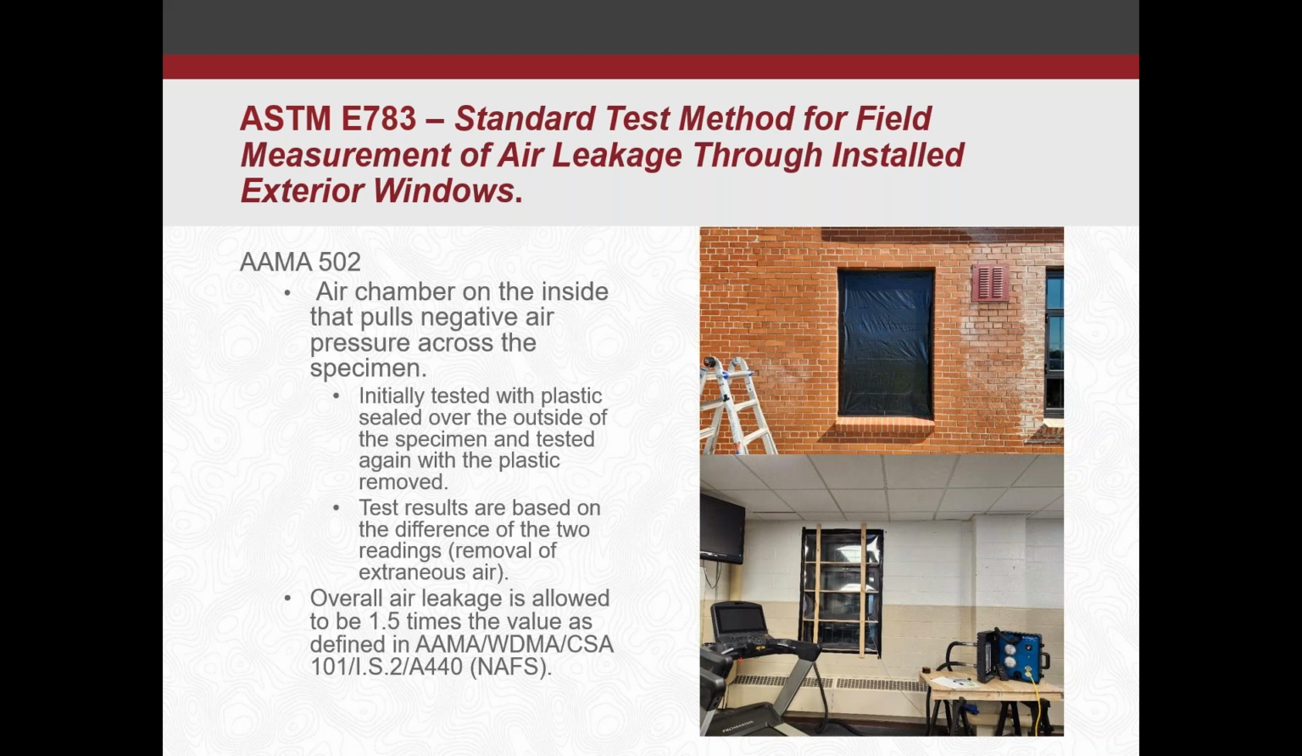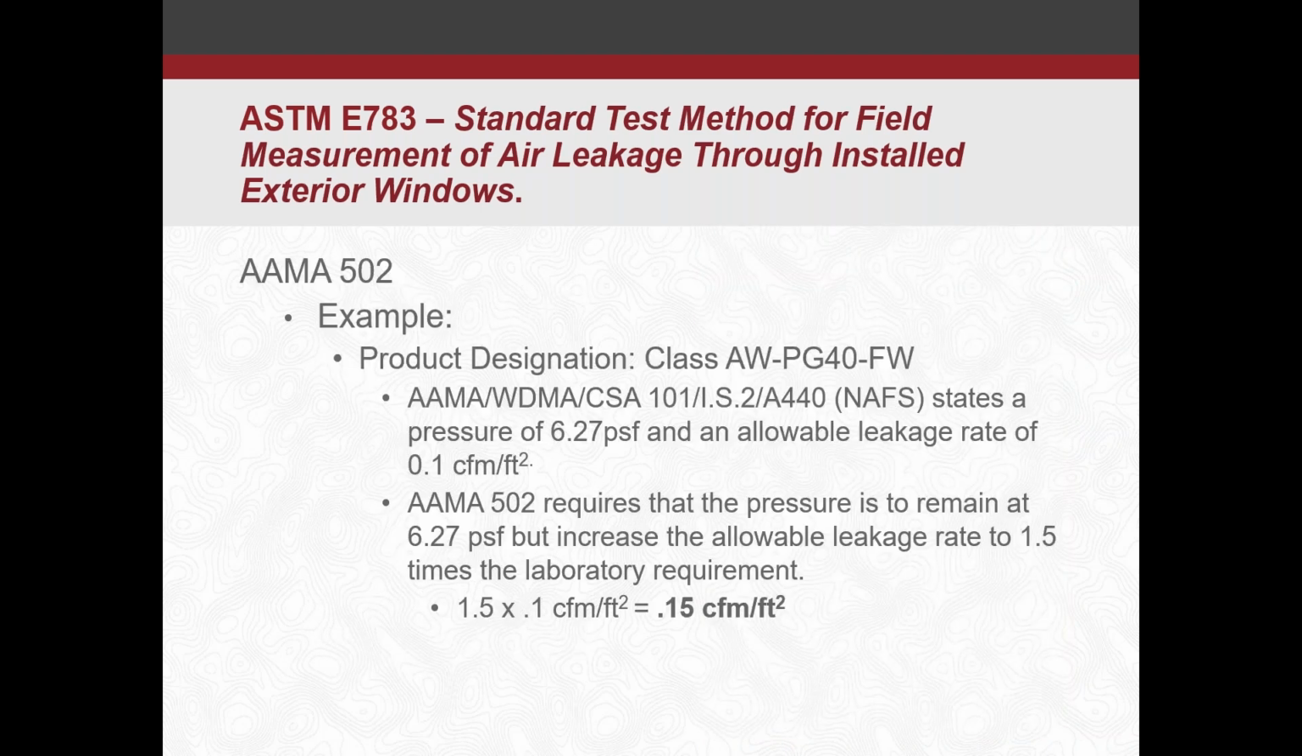So again, as I mentioned before, the overall air leakage is allowed to be 1.5 times the value as defined in the NAFS document. Let's give an example of that. Let's say the product has a designation of an AWPG 40. NAFS document would state that it was tested at a pressure of 6.27 psf with an allowable leakage rate of 0.1 CFM per square foot.